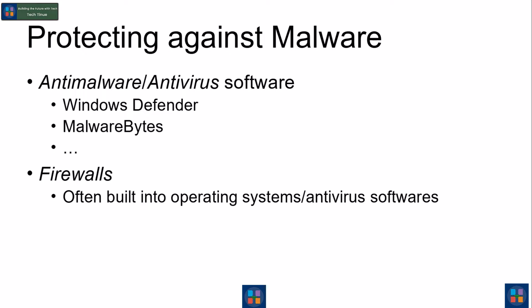or something like that. So anti-malware and firewalls are usually the two biggest things that you're going to do in order to prevent bad things from happening to your computer. Of note is that Windows Defender actually has a built-in firewall as well.